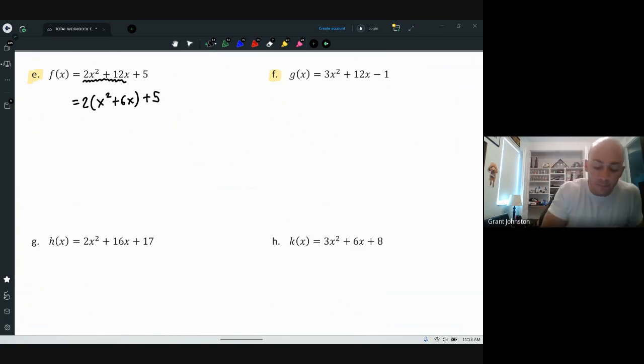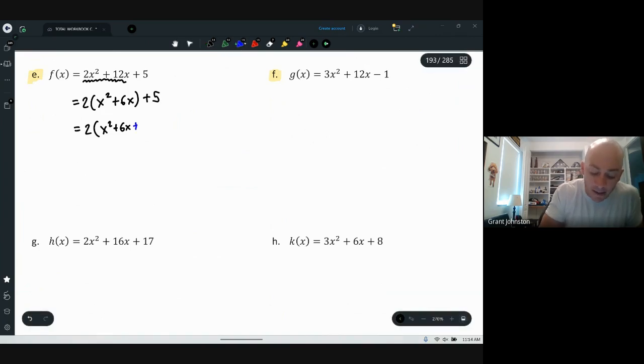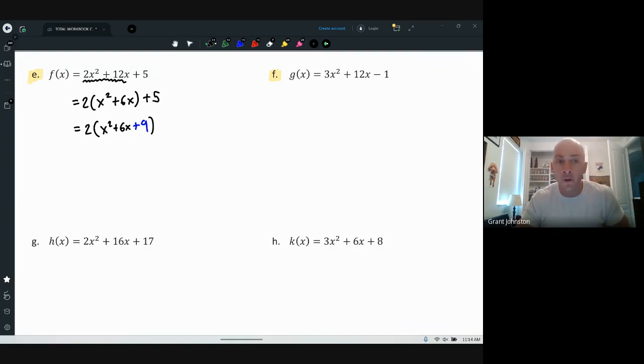Half of 6 is 3, and 3 squared is 9, so I'm going to add 9. Hopefully you're still with me. So I'm completing the square in there. Now I still have a plus 5. Now here's the thing. Again, poof, I magically just added a 9 to that side of the equation to complete the square.